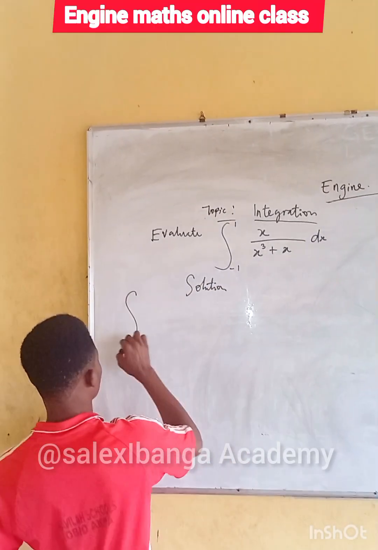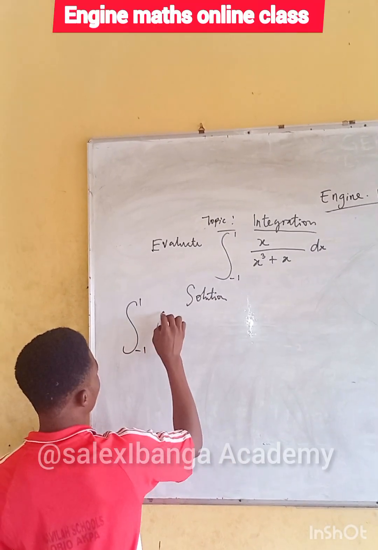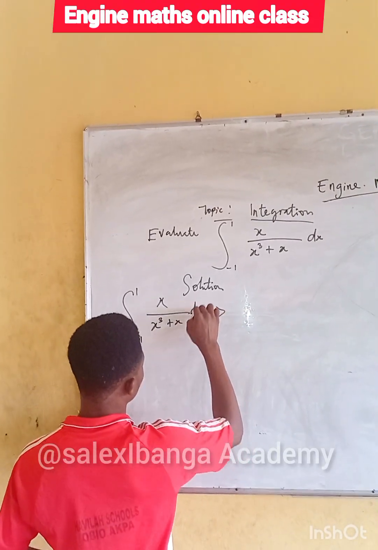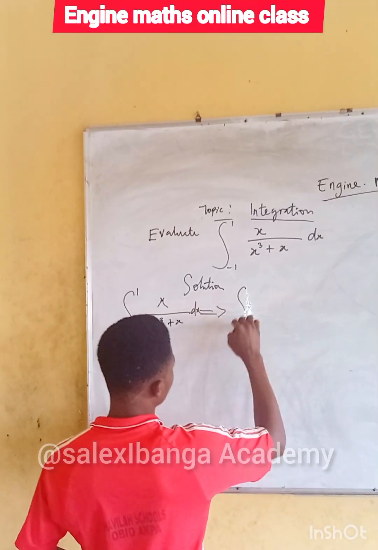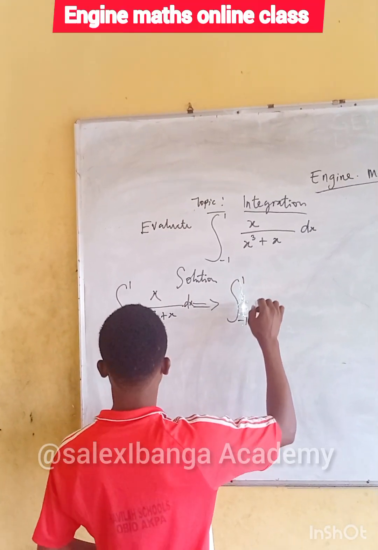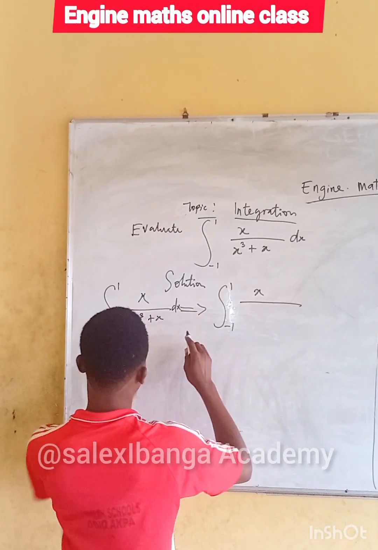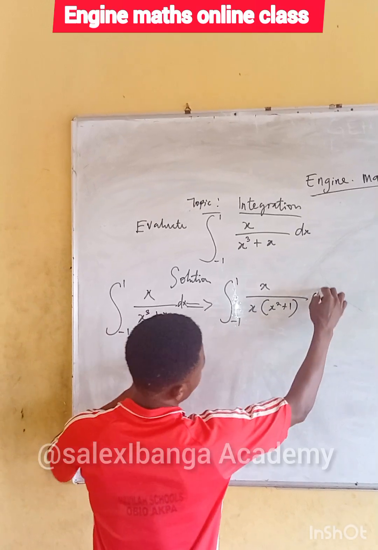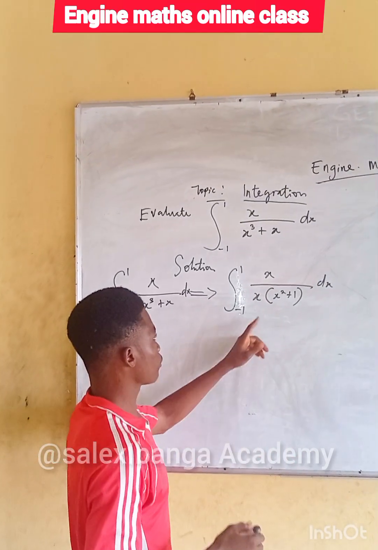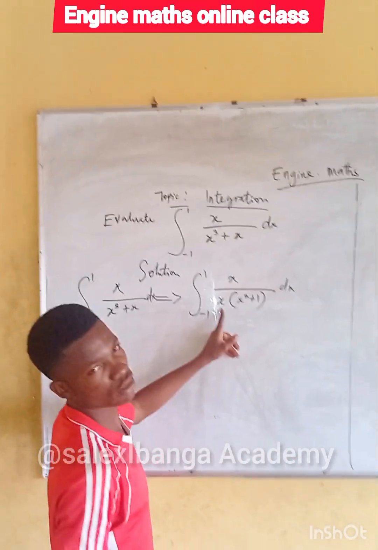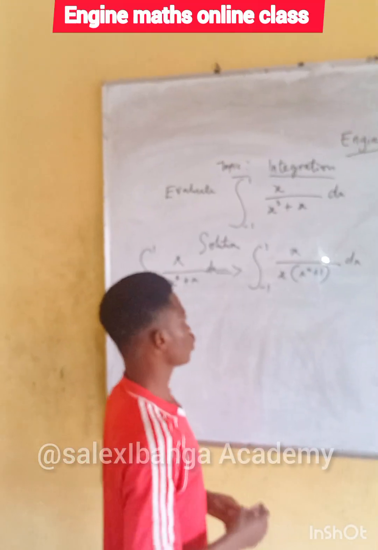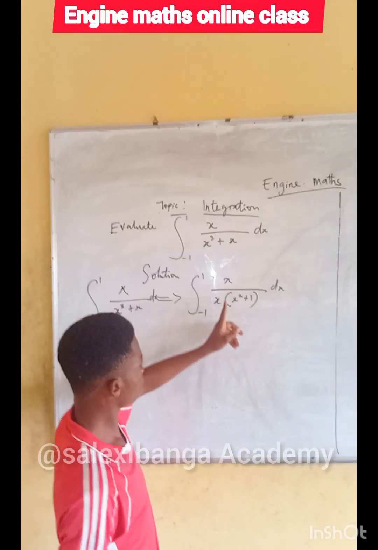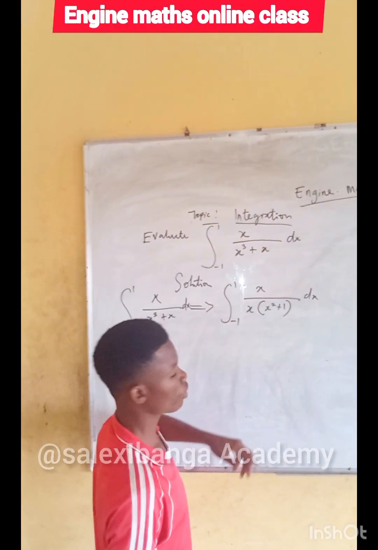The integral from minus 1 to 1 of x over x plus x cubed can also be written as the integral from minus 1 to 1 of x over x cubed plus x. I can factorize the denominator to be x times x squared plus 1. Now, if you cancel the x's, you are wrong, because you don't know the final solution to this. So what do you do?